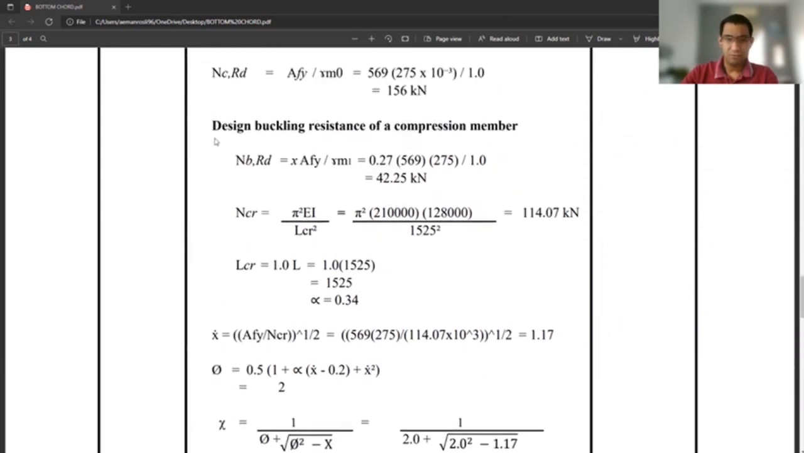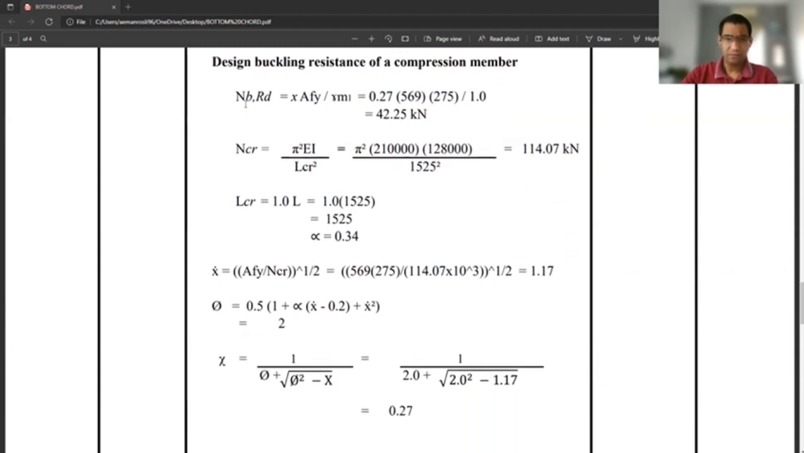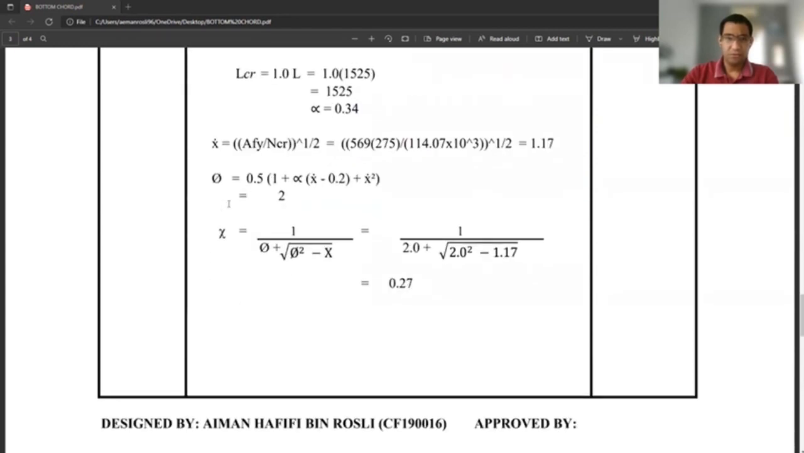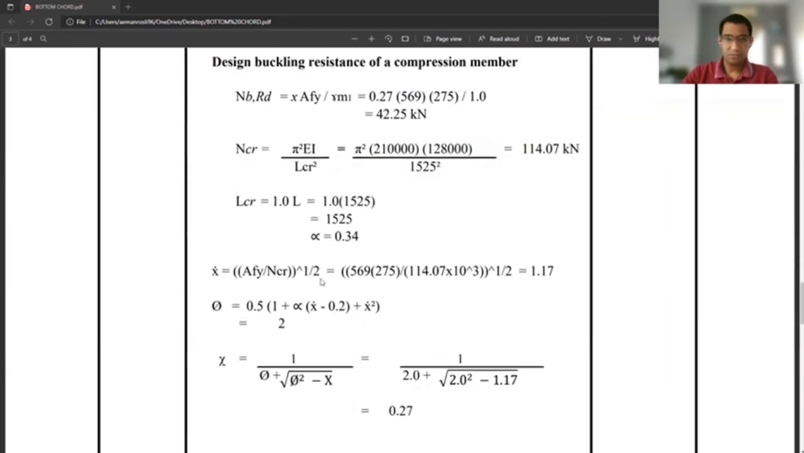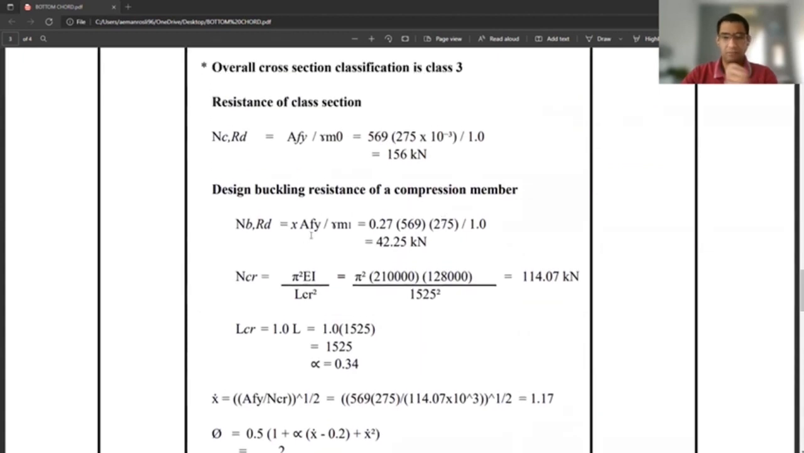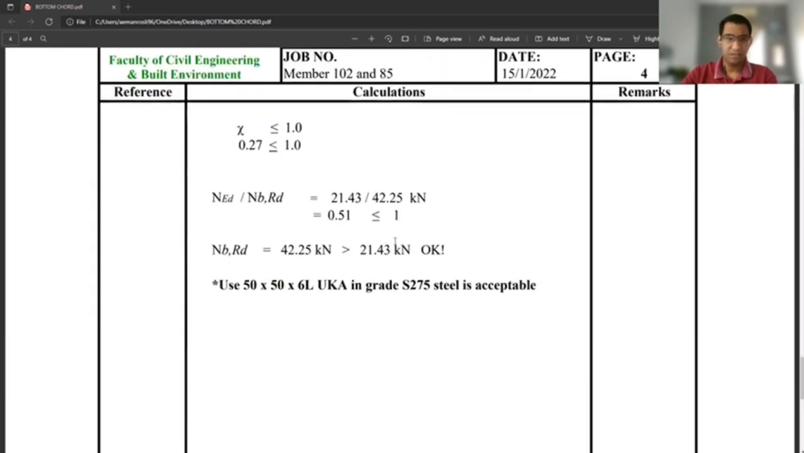And then we go to checking the design buckling resistance of the compression member. We need to find the value of NBRD. Before finding this value, we need to find the value of X. To find X, we need to find the values of lambda and theta. Lambda is 1.17 and theta is 2. So we get X is 0.27, which is lower than 1.0. So we apply 0.27 in this formula for NBRD and get NBRD is 42.25 kilonewton.